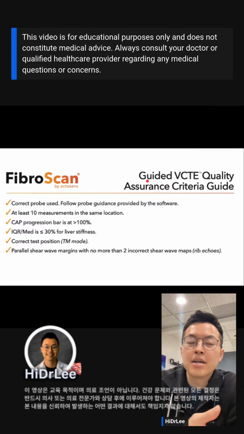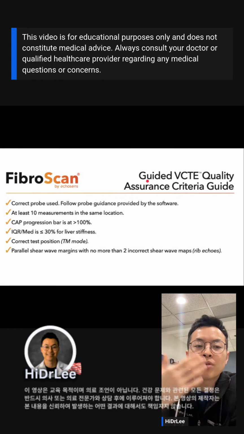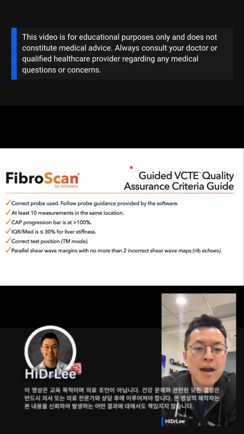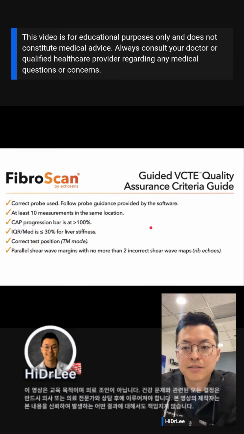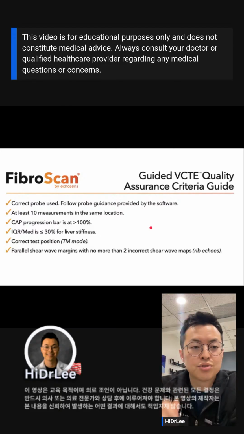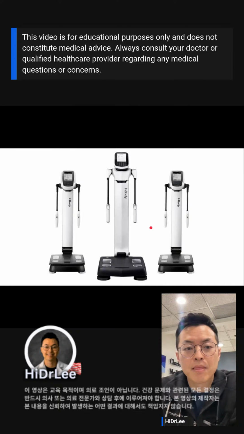Fibroscan is made by a company called EchoSens, and EchoSens sends their trainers to our clinic to check our technique quality, and they have their assurance criteria guide. Only once you satisfy their criteria do you get a certificate that proves that you have good Fibroscan technique.